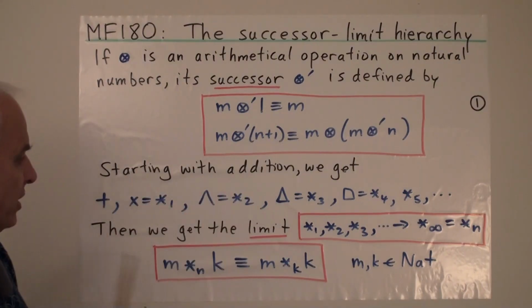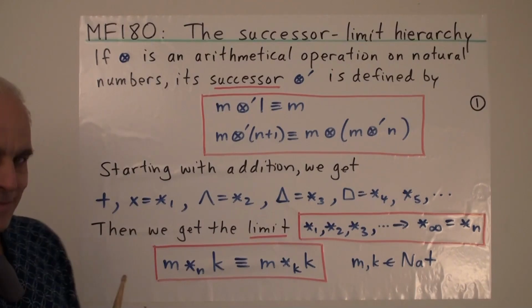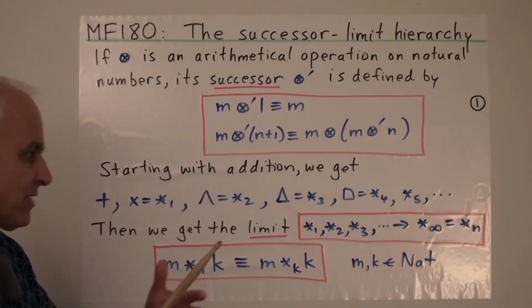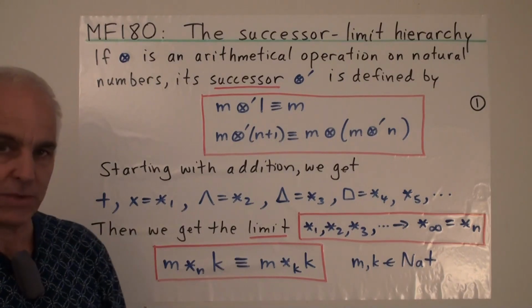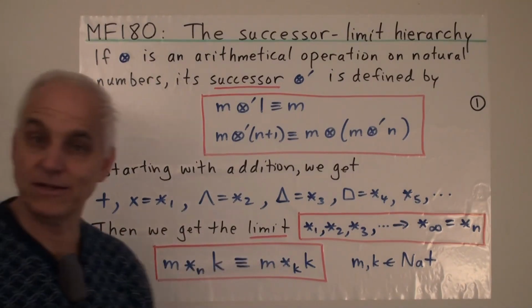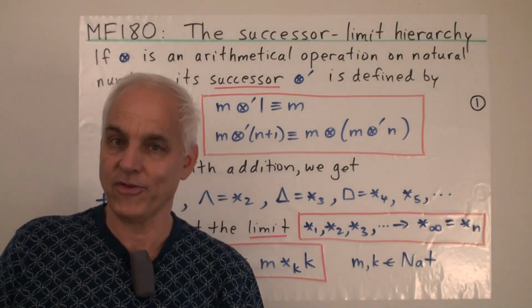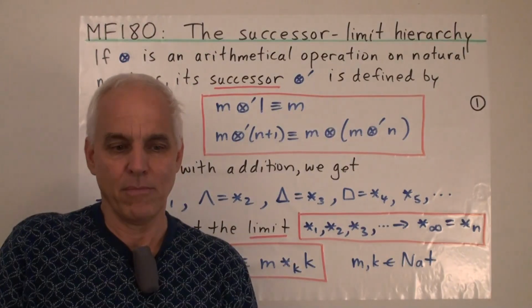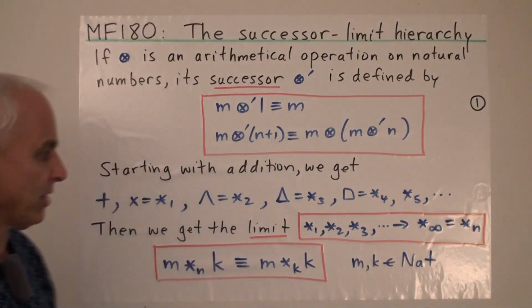Then we have something that's a little bit outside of the successor operation, another way of getting a new operation. And this involves what we might call a limit, but it's quite a different kind of limit from the usual one studied in analysis. So we're using the same term, but maybe it would be better if we had some different term, but we'll use the same term, limit.